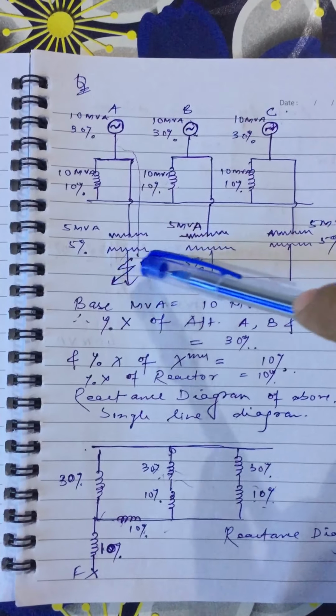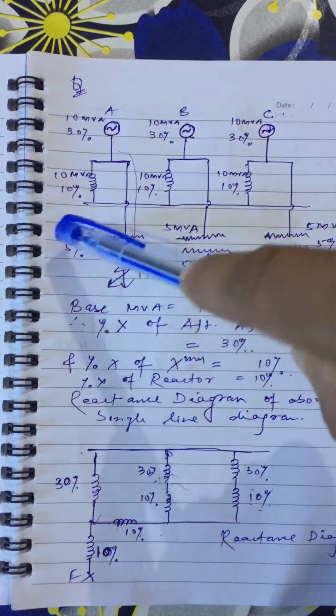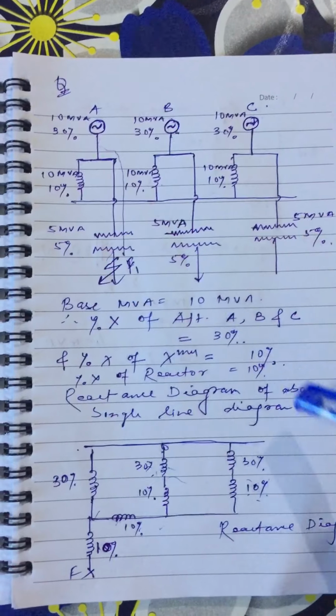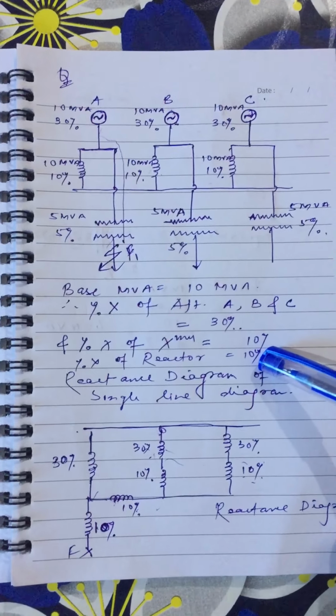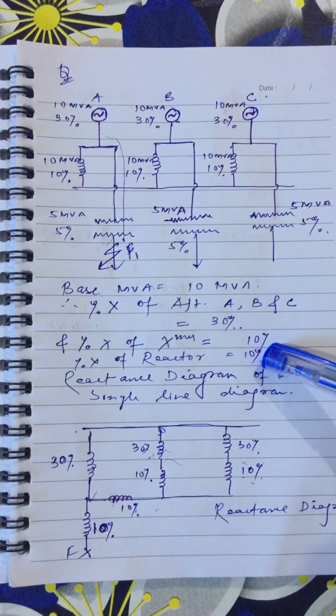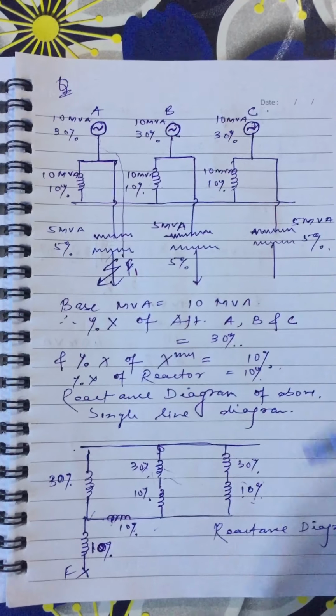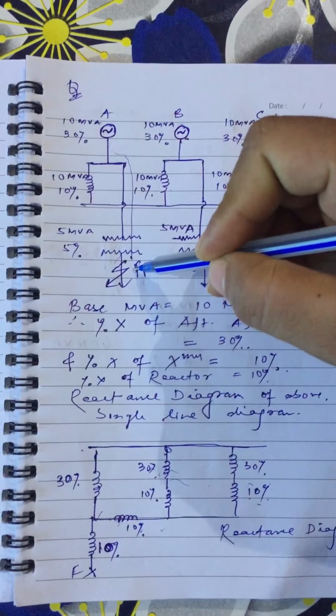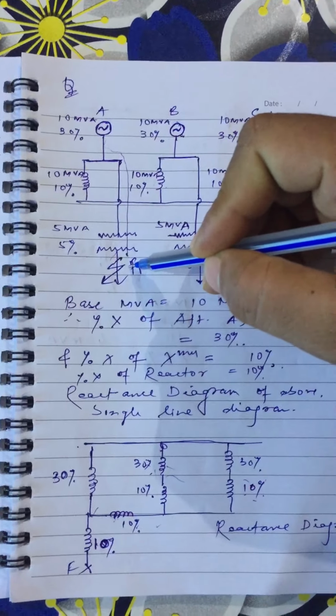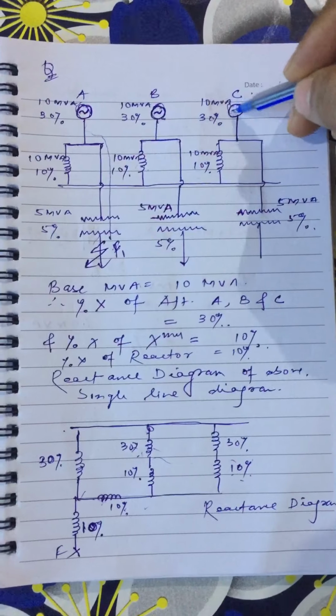But for the transformer, since we have 5 MVA, the equivalent percentage reactance will become base kVA by rated kVA into rated percentage reactance, so it will come as 10%. Now the one thing we need to see here is, if the fault happens at F1, what will be the fault current direction for alternator A, alternator B and alternator C.